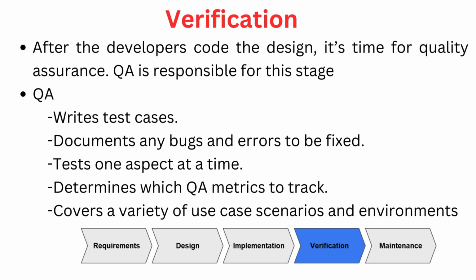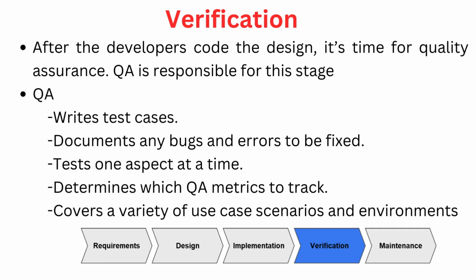Next, the project moves into the verification stage where the developed code and the software is handed over to the quality assurance team for a complete verification and testing. The QA team is responsible for this stage. QA team carry out activities such as writing test cases, testing the system by executing those test cases, and documenting any bugs or defects and errors that they found so that the developers can fix those issues.